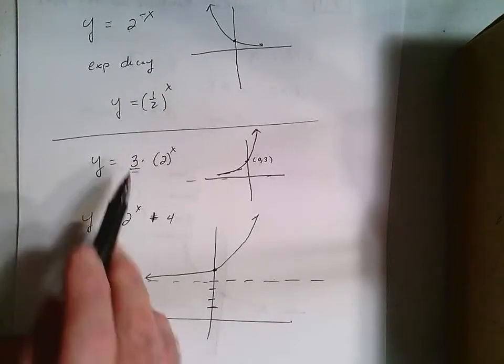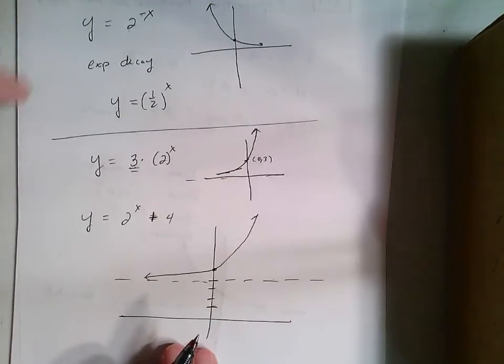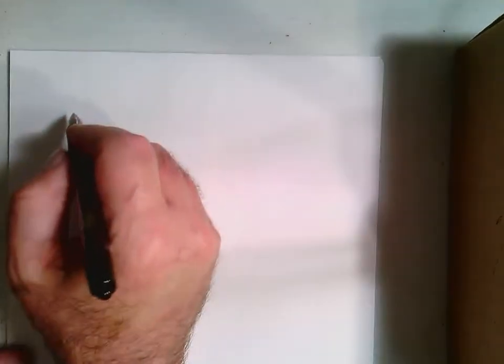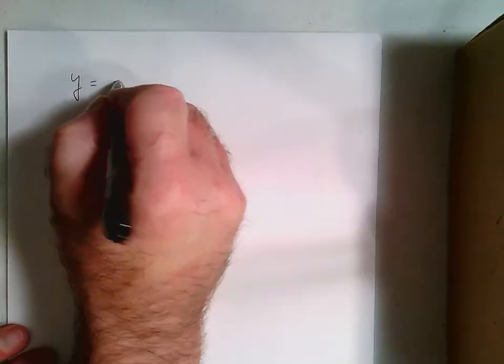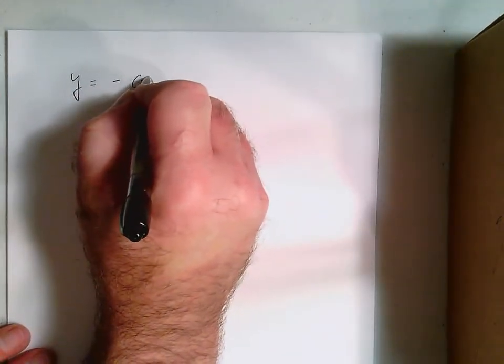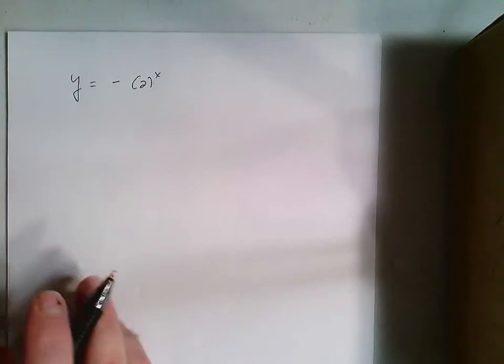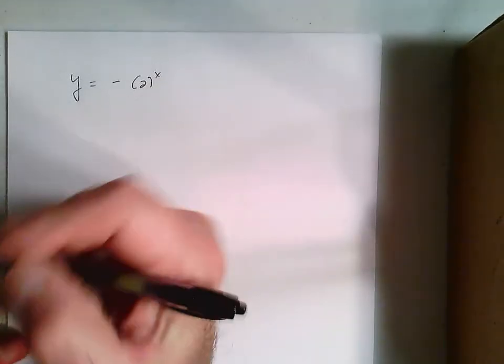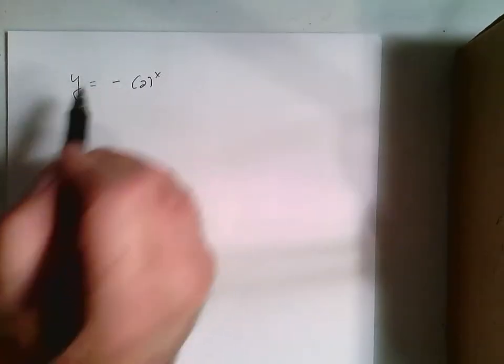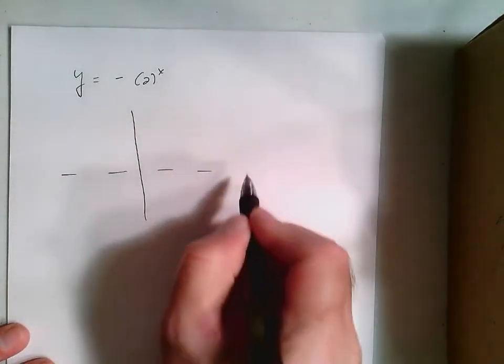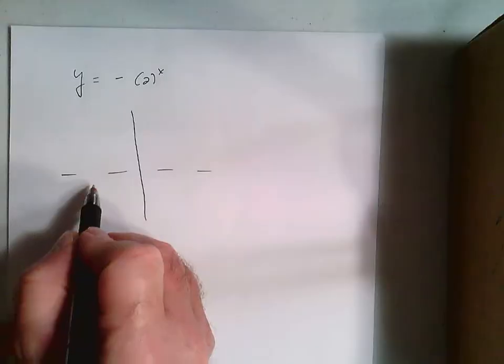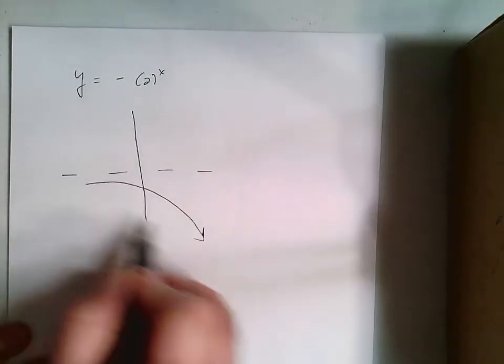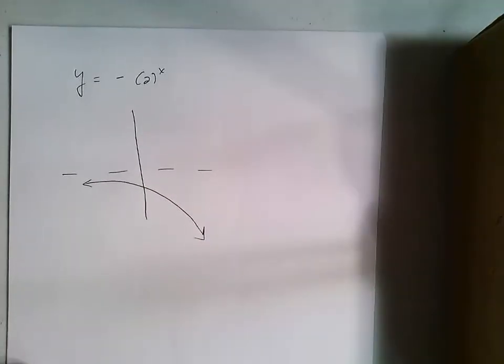And likewise, if you put a negative out front, like negative 2 to the x, not negative 2, but 2 to the x, and then the opposite of that. So really, we're making y negative, which is going to do what? It's going to flip this thing over. Instead of going this way, it's going to come this way. So that's the reflection over the x-axis.